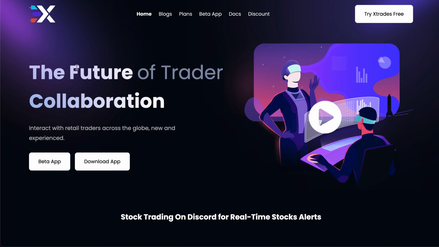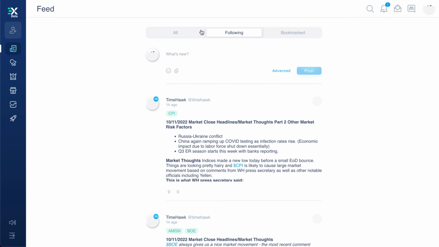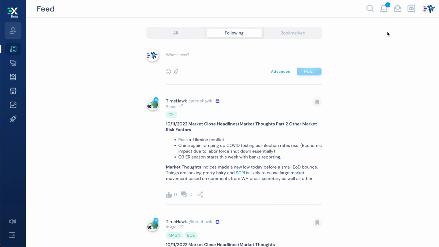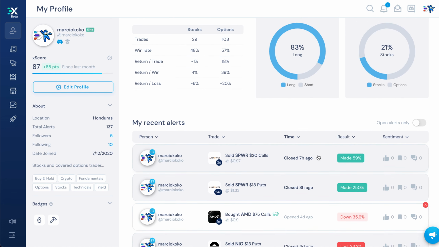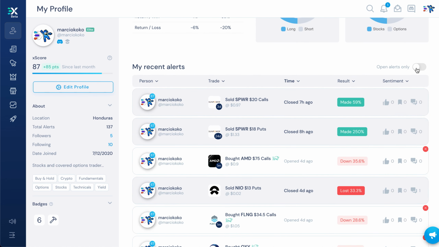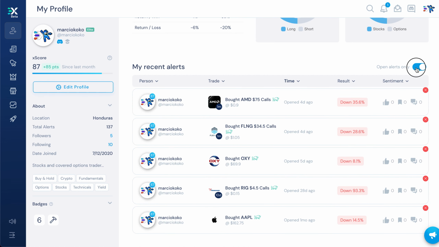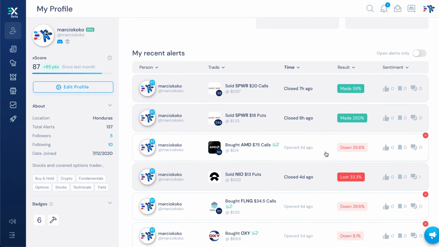You guys can definitely check out my plays in the X-Trade app. Oh, it seems to be loading now. Okay, let me go to the profile. There we go. You can see all the information, and you can switch between the open alerts and the other ones. I don't have any green open alerts. Everything is red.